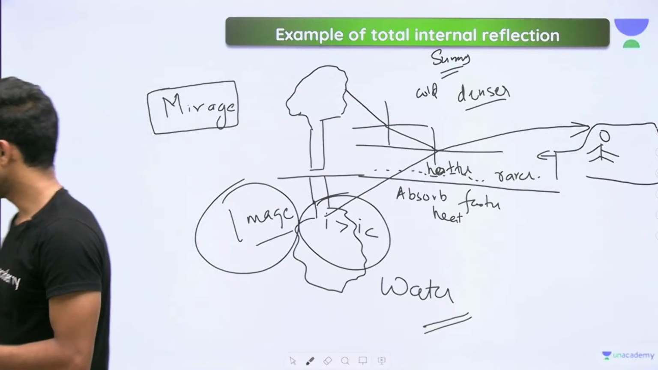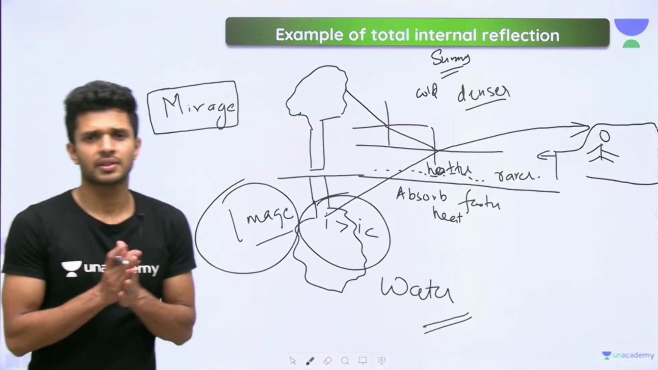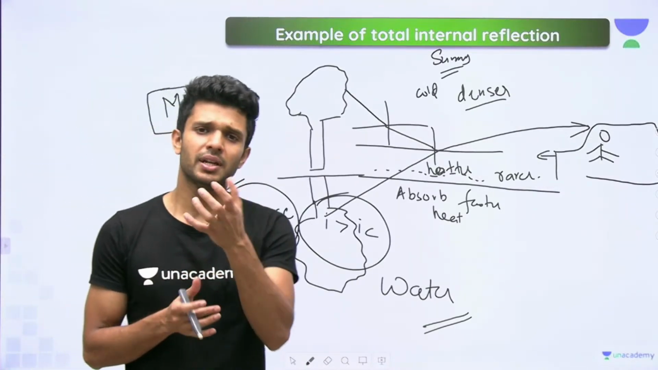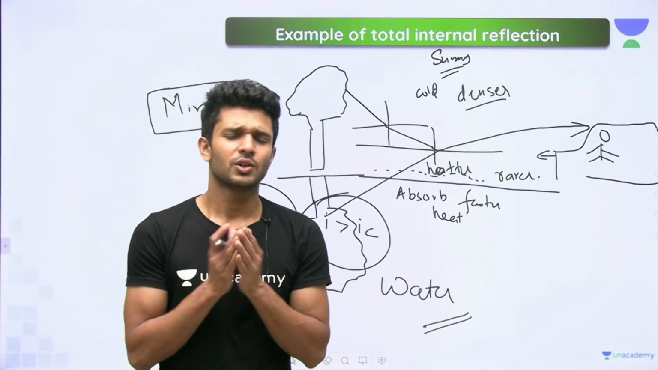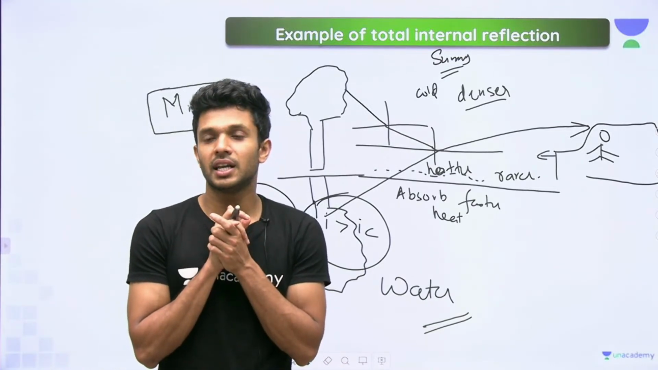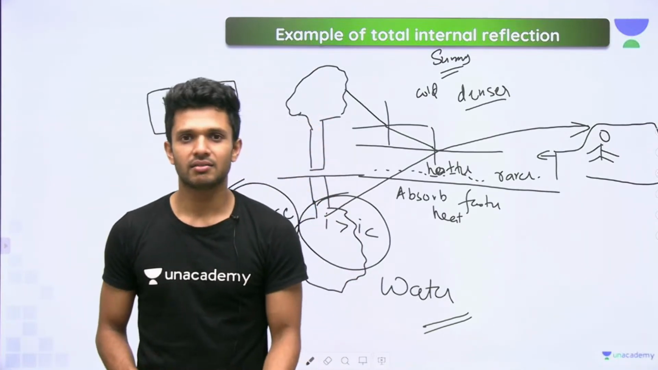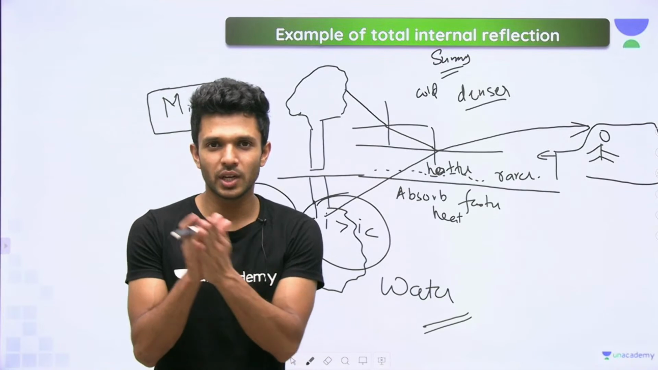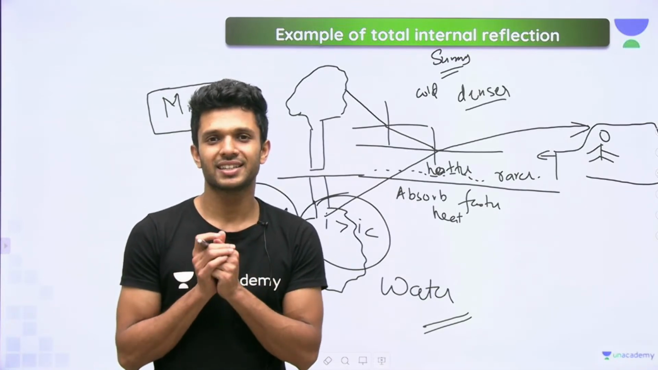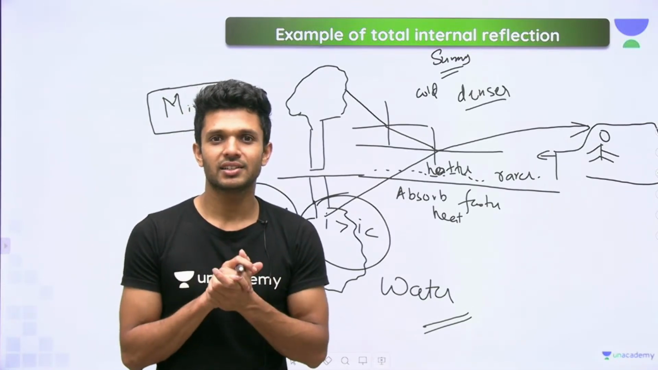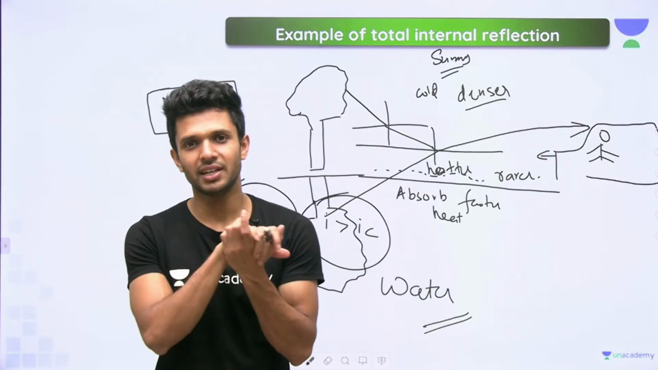Okay, now is it the only process? Is this the only place where total internal reflection is used? No, in so many places. Let's say you know diamonds, right? I know that girls do love diamonds a lot, right? To wear it as jewelry when you go for some parties and all. So you'd be loving diamonds.